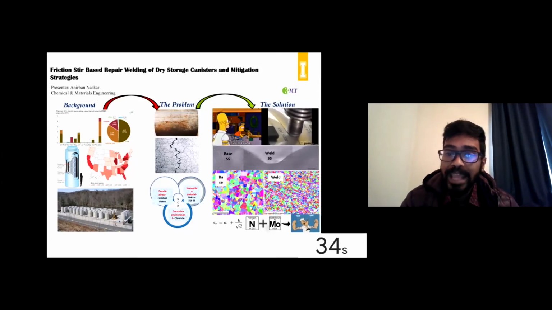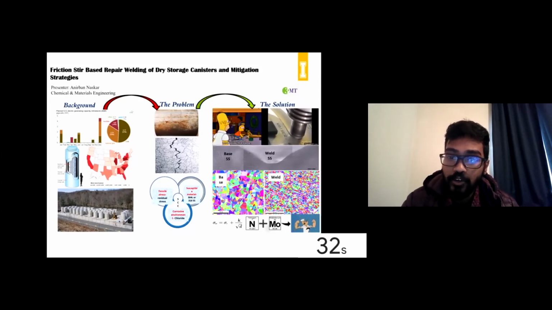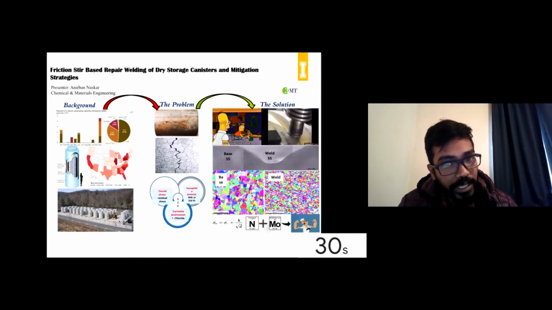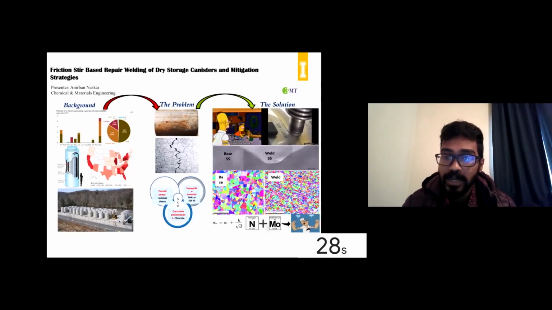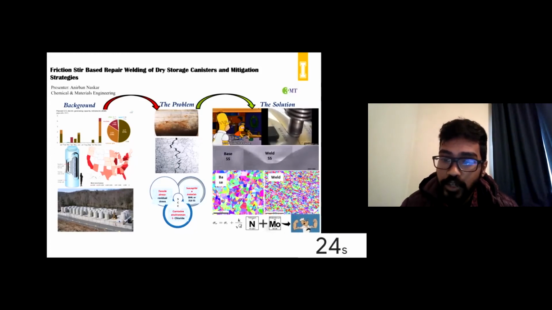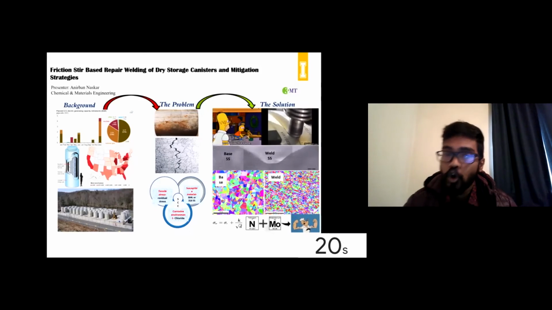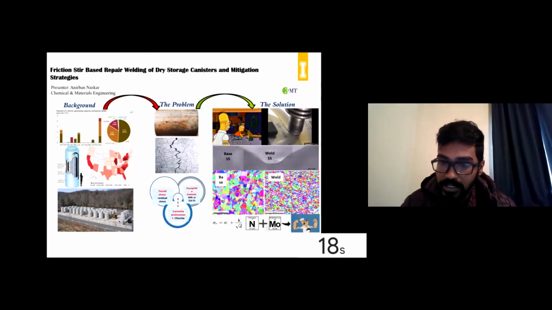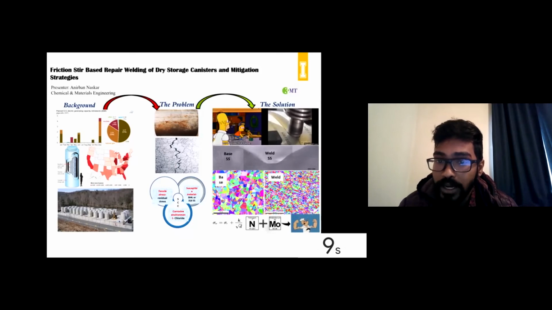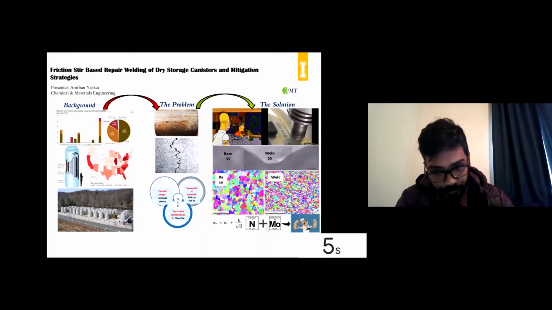Also, during this process we added nitrogen and molybdenum for microalloying. Microalloying I can explain as the addition of vitamins and minerals to the human body, which will definitely give you strength. Applying all this, we found we are getting a very nice joint with very good properties, and further we can avoid this kind of accident in the future. Thank you.